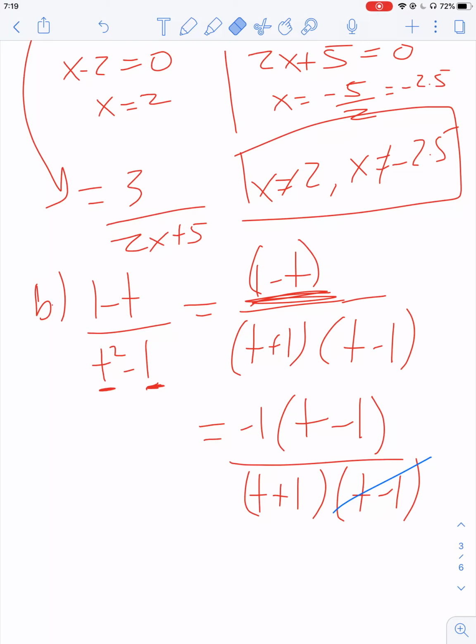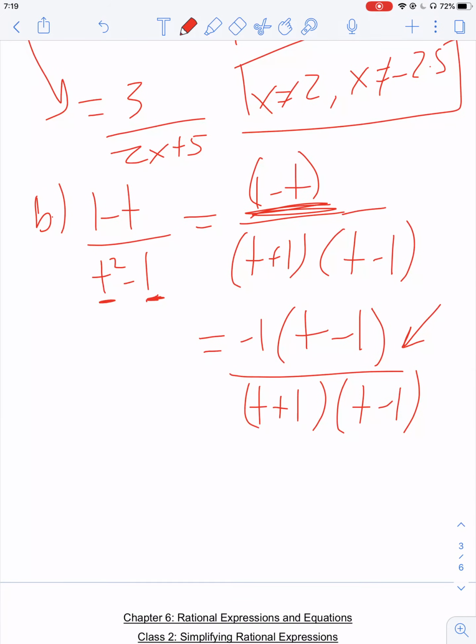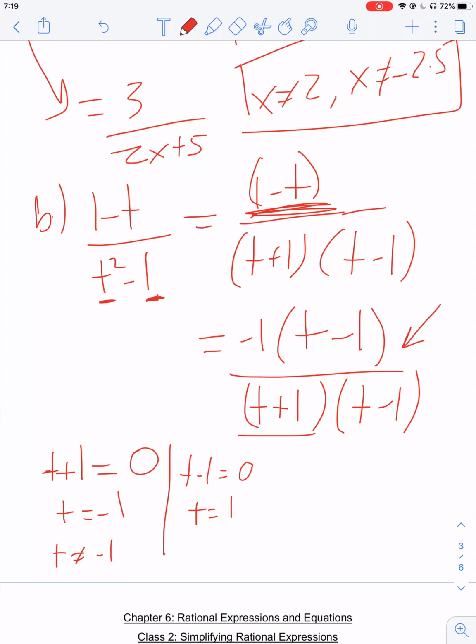So this is my final answer. Before I start crossing things off, once you get to this stage, this will tell you what the restrictions are. So my denominator is t plus 1 times t minus 1, right? For my denominator to be 0, either t plus 1 has to equal 0, so that means t has to equal minus 1, right? Or t minus 1 has to equal 0. That means t has to equal 1, right? So my restrictions are t cannot equal minus 1, and t cannot equal 1, okay?